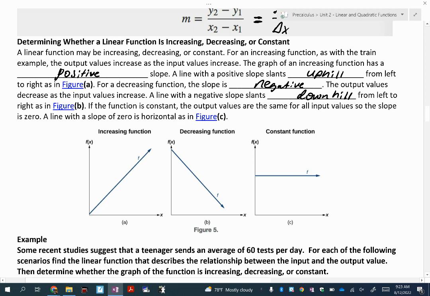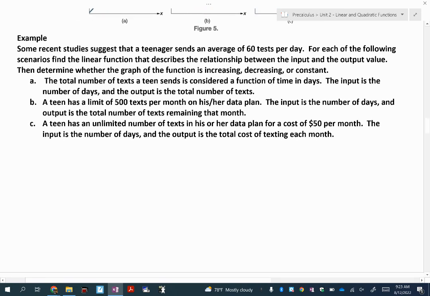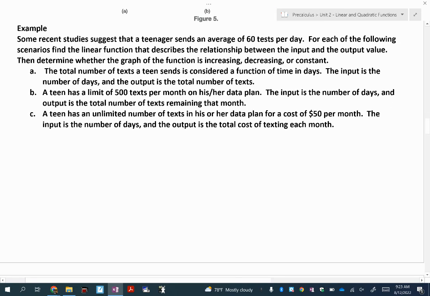So I've given you a few graphical displays here in this figure. In letter A, we have a positive slope, so it's increasing. B is a negative slope, so it's decreasing. And then C, which has no slope, is a constant function. So whenever you see that horizontal line, you want to be thinking no slope. A couple of different scenarios here can help us sketch these. I'll start with letter A.